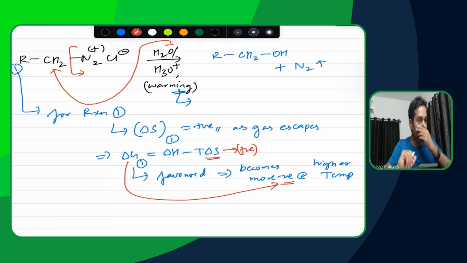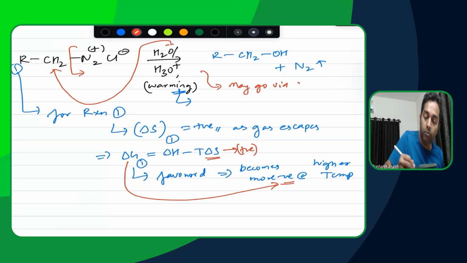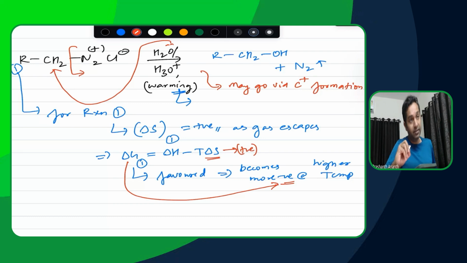Now, in this process, one thing to watch out for. This particular step, where you're going to be having this reaction happening, may go via carbocation formation. In rare cases, usually no carbocation formation, but it may go via carbocation formation in some specific mediums. If it goes via carbocation formation, what can it do? Rearrange. Correct. That's all.